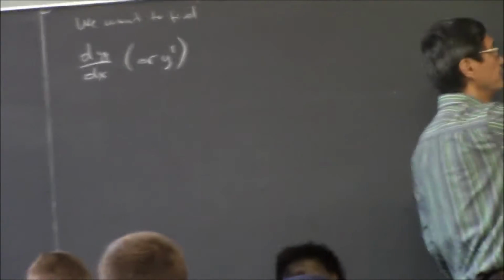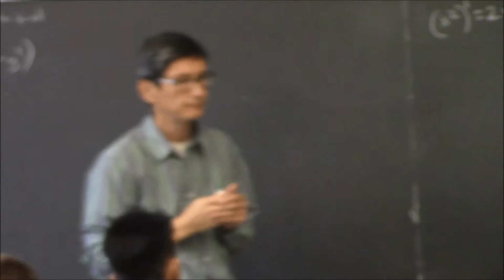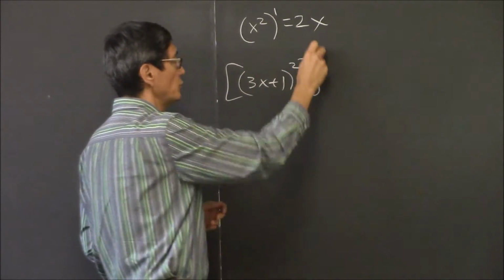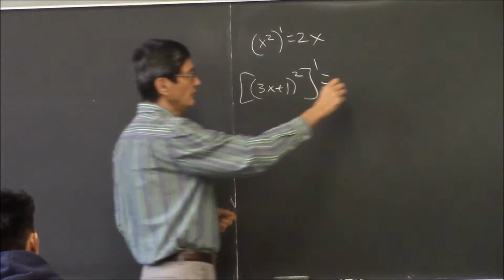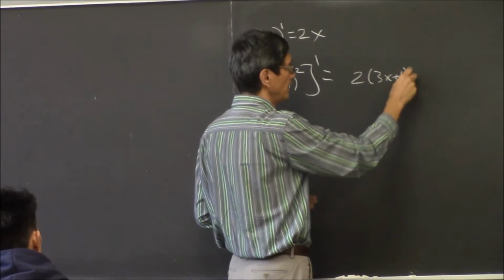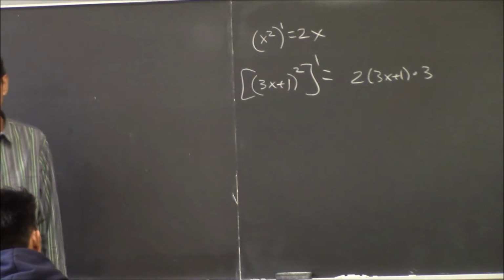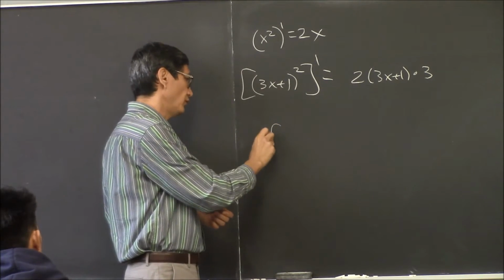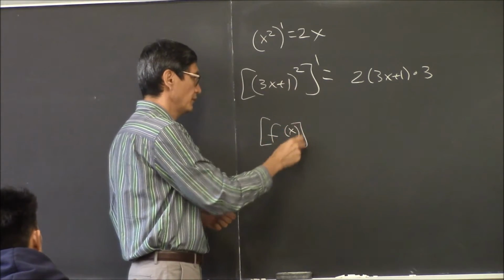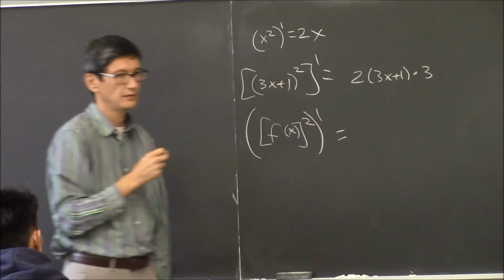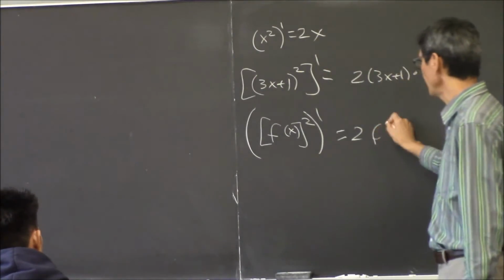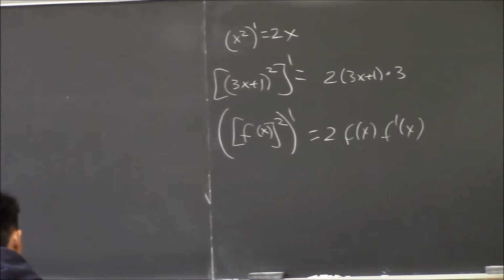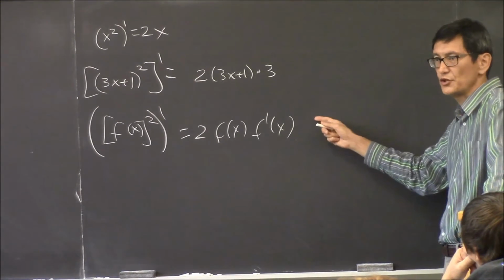The derivative of x squared is 2x. The derivative of, for example, 3x plus 1 squared is 2 times 3x plus 1 times 3, right? Times 3 by the chain rule, because 3 is the derivative of that inner function. So in general, the derivative of f of x squared is 2 times f of x times f prime. So that's good. Makes sense. That's the chain rule.